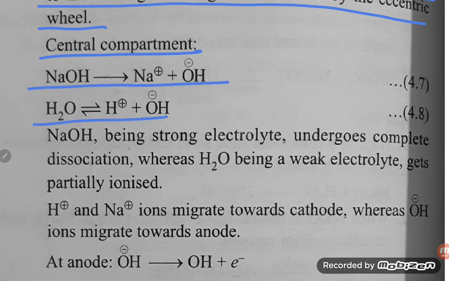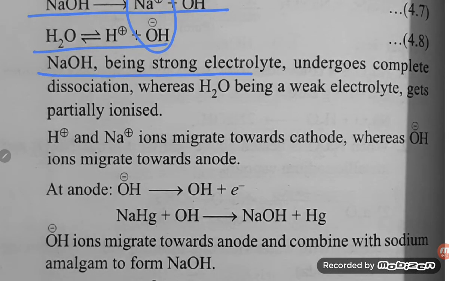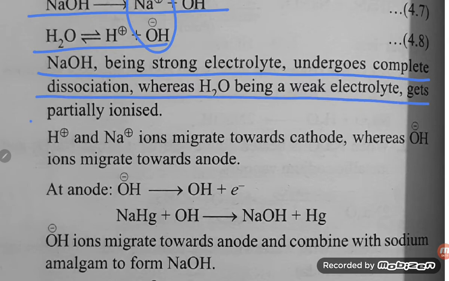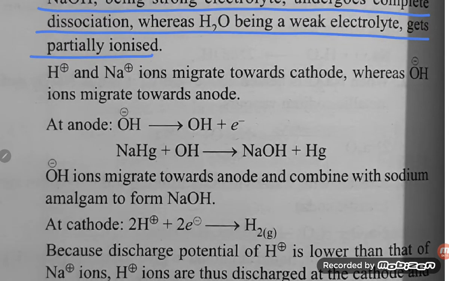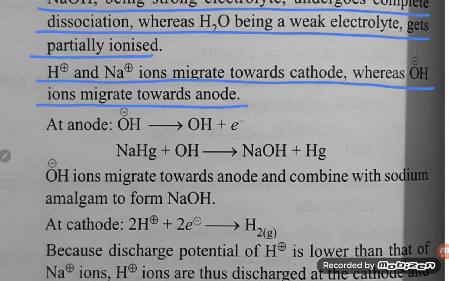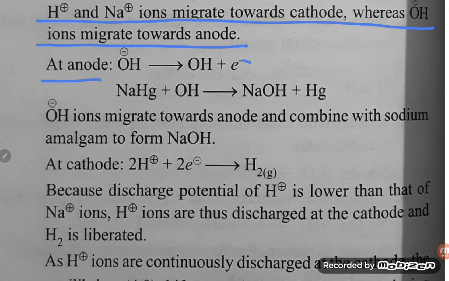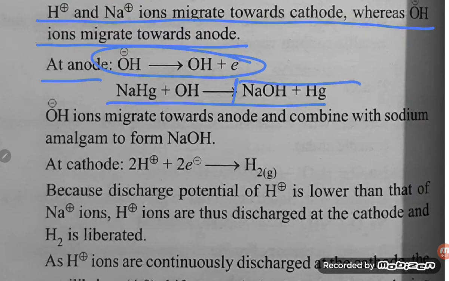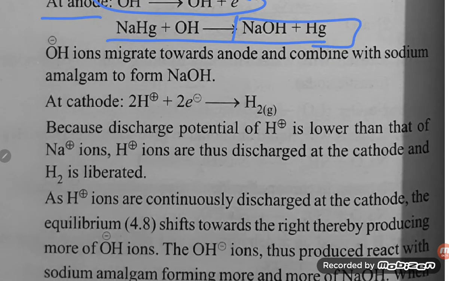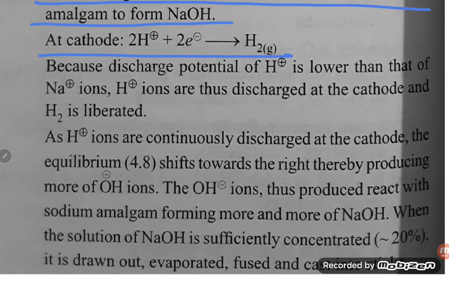In the central compartment, NaOH ionizes to Na+ and OH-, and H2O is also there. NaOH, being a strong electrolyte, undergoes complete dissociation, whereas H2O, being a weak electrolyte, is partially ionized. So H+ and Na+ ions migrate towards the cathode, whereas OH- ions migrate towards the anode. OH- ions migrating towards the anode combine with sodium amalgam to form NaOH. At the cathode, hydrogen is released.